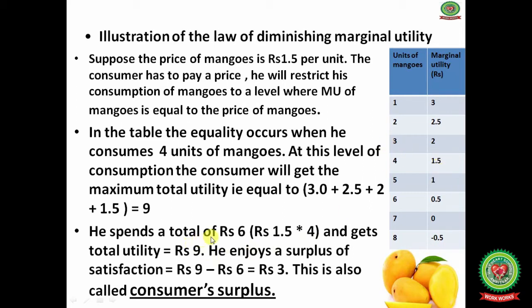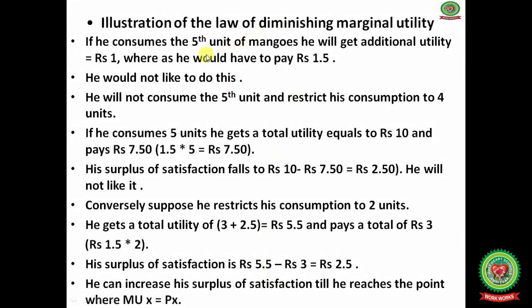At this level of consumption, the consumer will get the maximum total utility, that is equal to 3 plus 2.5 plus 2 plus 1.5, which is equal to 9. So, he spent a total of rupees 6, that is 1.5 multiplied by 4, and gets the total utility worth rupees 9. He enjoys a surplus of satisfaction, that is rupees 9 minus rupees 6, which is equal to rupees 3. This is also called consumer's surplus.